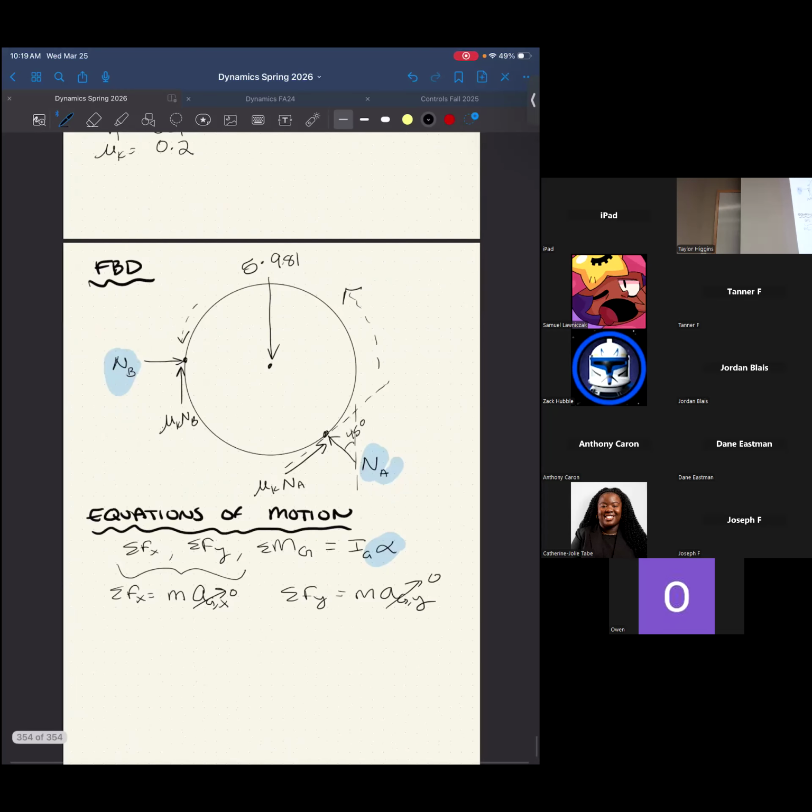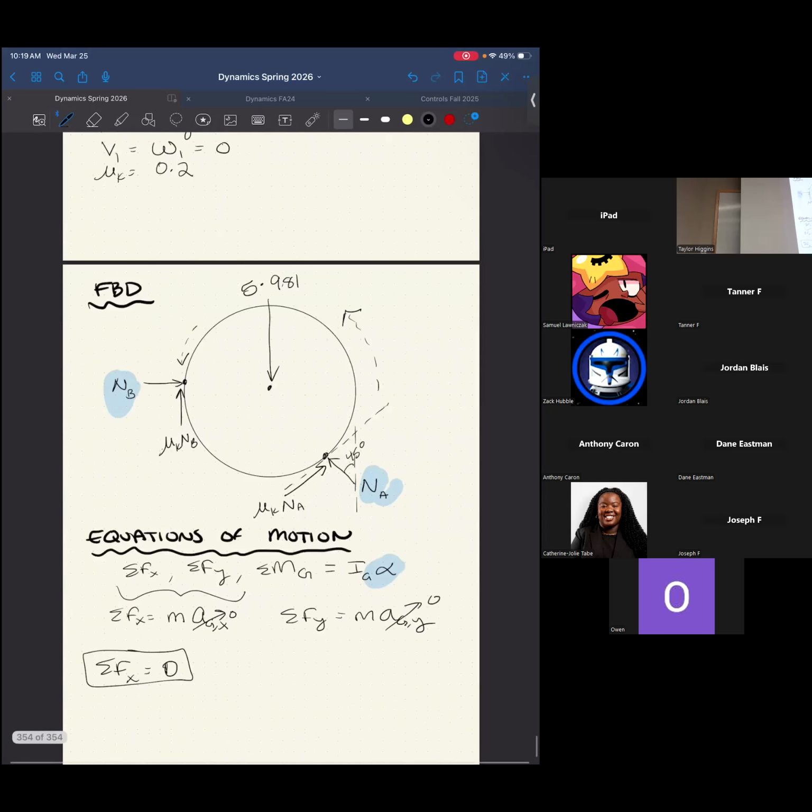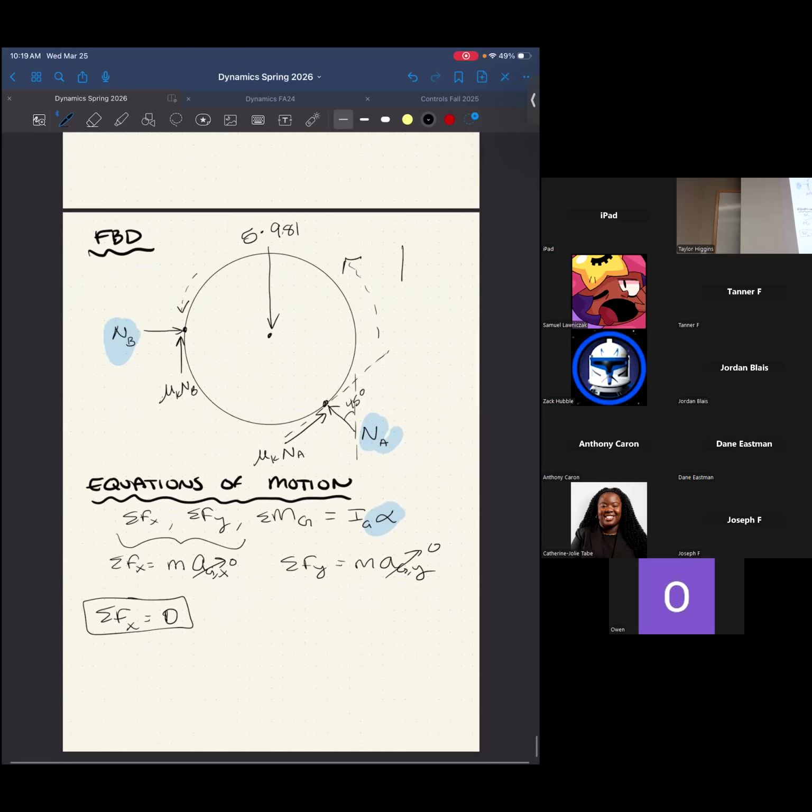Okay. Let's do sum of forces in the x direction equals 0. What forces do I have in the x direction? Oh, I need to tell you where the x direction is. Sine 45 NA, and then mu k NA sine 45, positive.